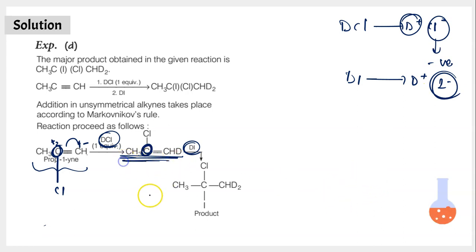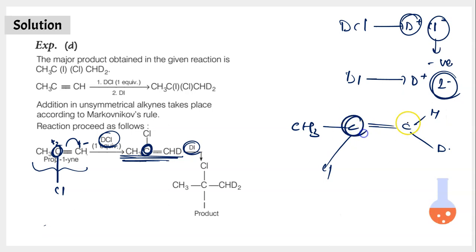Even here you are talking about asymmetrical alkyne. You have CH3CCl, double bond C, there's one hydrogen, there's one deuterium. Observe if both the carbons that I circled are having same groups. No, not at all. So this is also an asymmetrical alkyne, and hence you have to follow Markovnikov's rule, which says that the negative radical should attack the carbon containing less number of hydrogens.